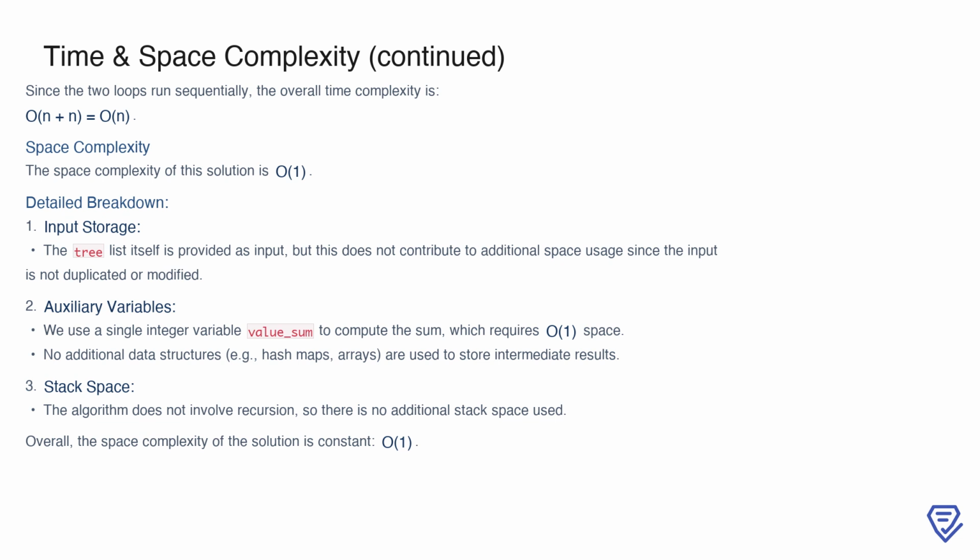Now, since the two loops are executed one after the other and not nested, their time complexities simply add up, resulting in O(n plus n), which simplifies to O(n). Moving on to space complexity, the algorithm is designed to use constant extra space. The input tree list is provided as input and is not duplicated or modified, so it does not contribute to additional space consumption. For auxiliary variables, we only use a single integer, value_sum, which requires O(1) space.